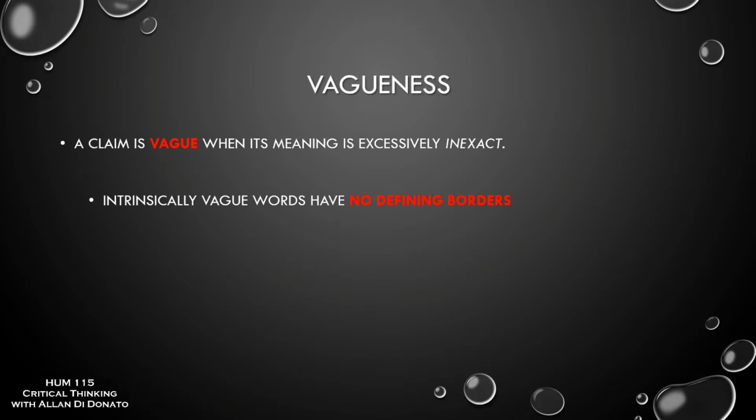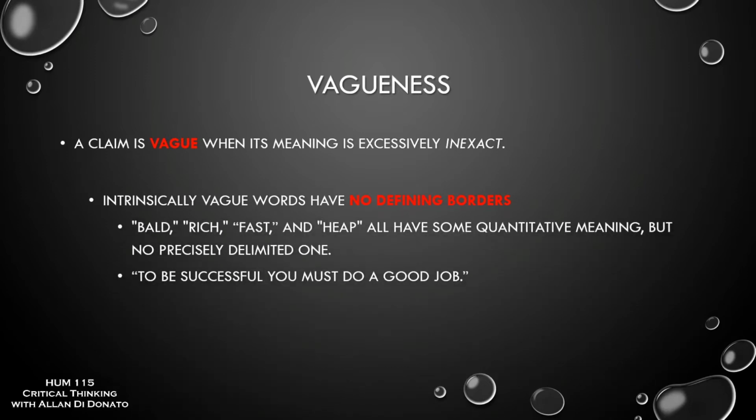Intrinsically, vague words don't have borders around them. Right? They're a little bit fuzzy. The edges are a little bit hazy. Something can mean more than you intended it to, right? You might cross over into a different definitional area. So when we use words like bald, rich, fast, heap, they have some quantitative significance, but they're not precisely defined or delimited. When I say someone's bald, you might have a picture in mind, but you don't know exactly what you should be picturing, because there are different levels of baldness.